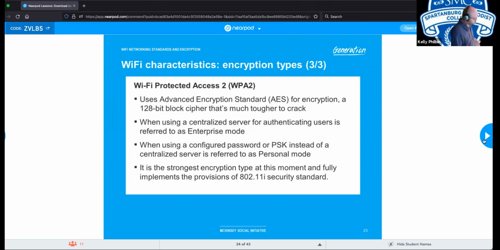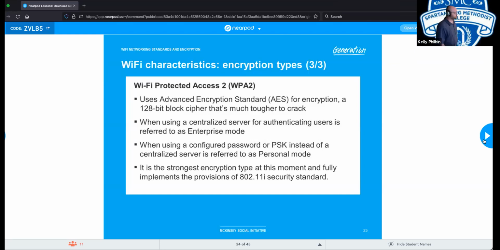There's a centralized server that is used for authentication. Or you configure your passwords using what's called a pre-shared key, which is something each of you would have ahead of time. Instead of a centralized server, that is referred to as personal mode. So you could either use a server or use a pre-shared key if you so choose.